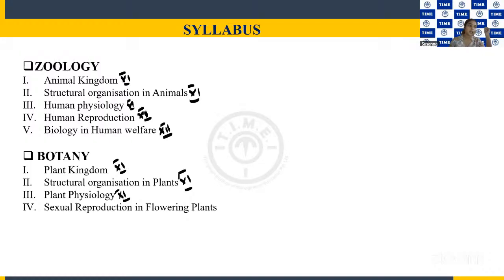Then comes the fourth topic, sexual reproduction in flowering plants. That is a class 12 topic, right? Where we'll be dealing with male and female reproductive organs of plants, pollination, fruits, etc.